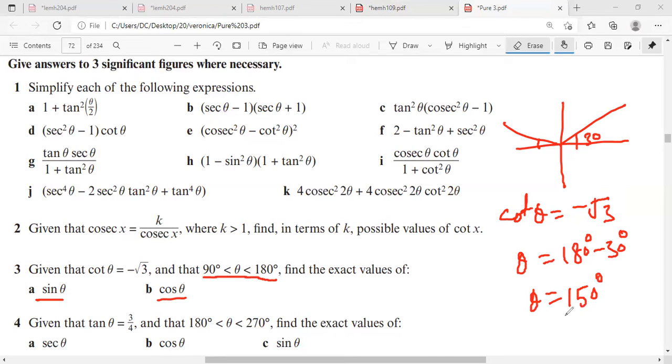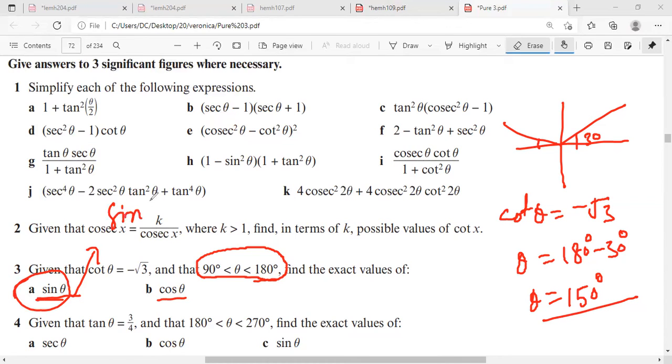I hope you understand why we are taking 150, because cot is negative. In the first quadrant, cot cannot be negative. Everything is positive in the first quadrant. So we take this angle between 90 and 180. So when we got theta is equal to 150, you can find sine 150 now easily. What is sine 150?